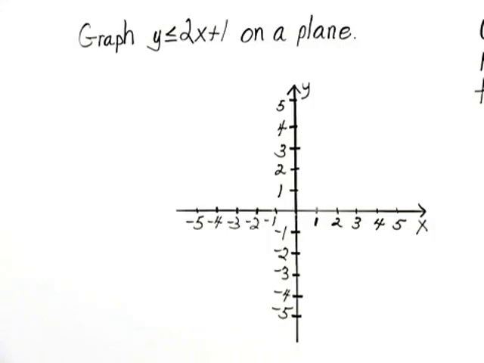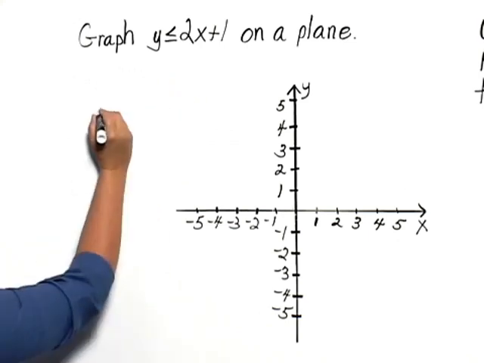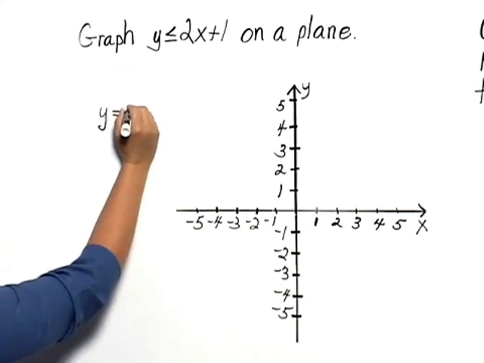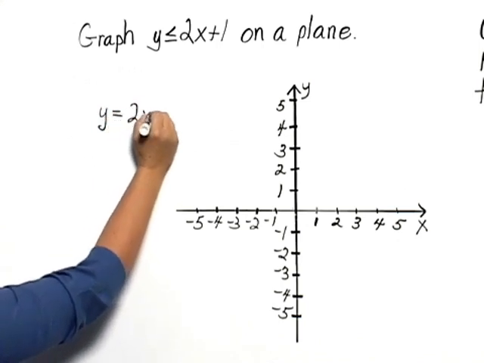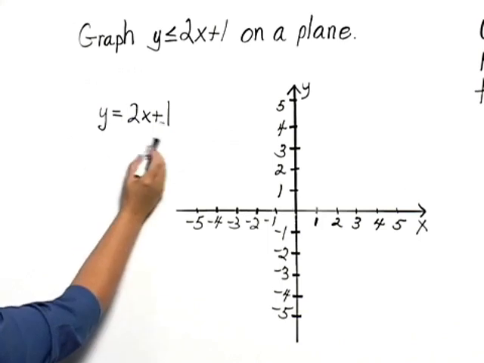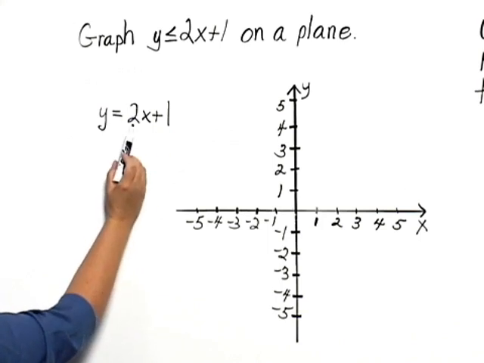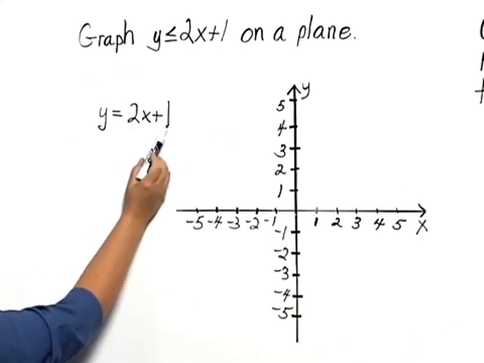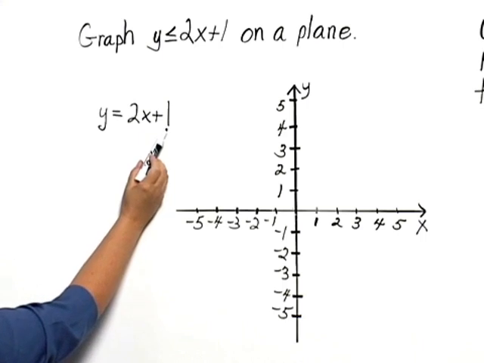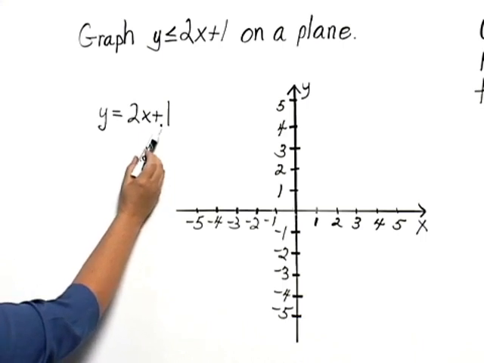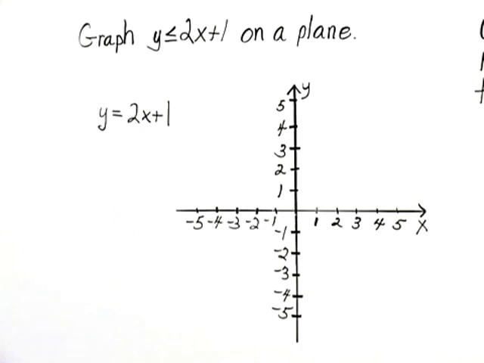Graph y is less than or equal to 2x plus 1 on a plane. To graph this inequality, we'll begin by graphing the equation y equals 2x plus 1. This is an equation, a line with a slope of 2 and a y-intercept of (0, 1). And we'll draw the line solid because the inequality symbol is less than or equal to.